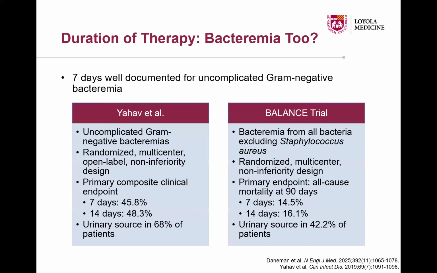So when we're talking about short duration, we have to first ask in bacteremia too, and yes, absolutely. And so the first paper, Yahav and colleagues, was uncomplicated gram-negative bacteremia specifically in this RCT. And so they showed with their primary composite endpoint, 7 days was no different than longer durations of therapy. Same thing was observed within the BALANCE trial when they looked at primary or all-cause mortality at 90 days. It was no different. No, this is more than just gram-negative bacteremia. This was everyone except for Staph aureus, essentially.